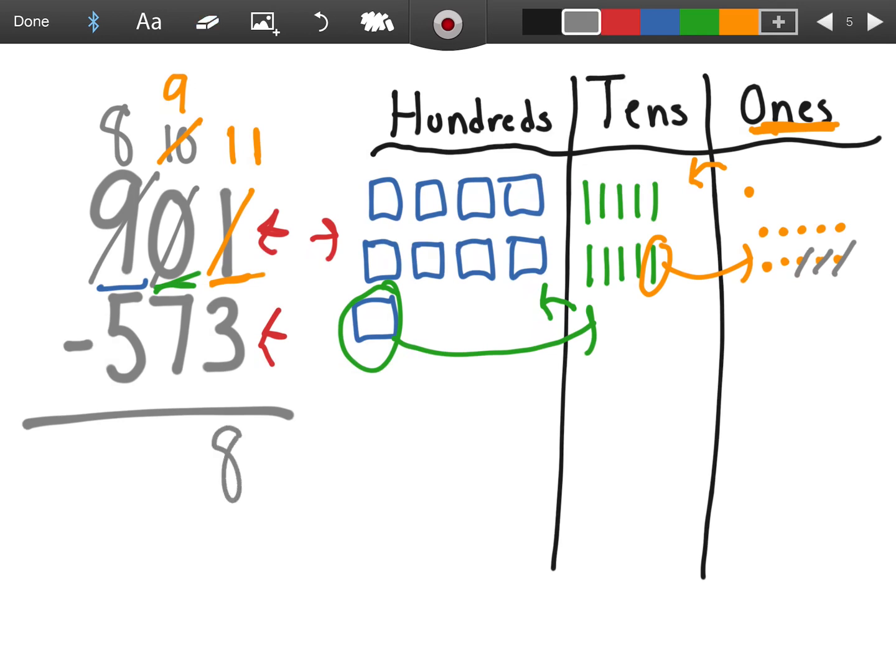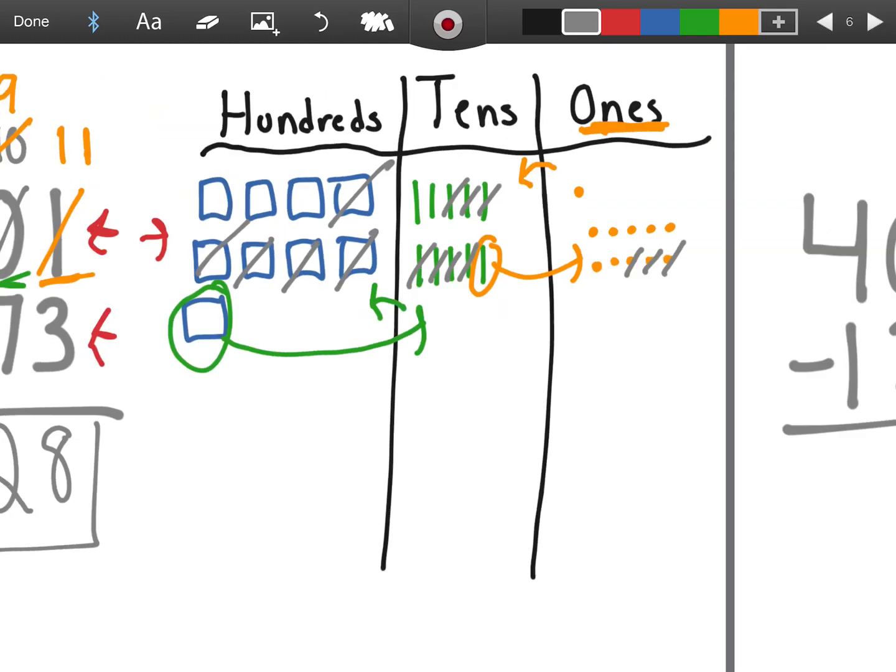We have 9 and we're going to take away 7. 1, 2, 3, 4, 5, 6, 7. That leaves us with 2 tens. And we had 8 hundreds and we're going to take away 5. 1, 2, 3, 4, 5. That leaves us with 328 as our difference.